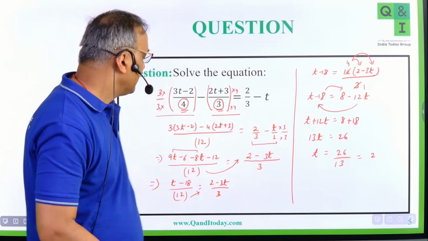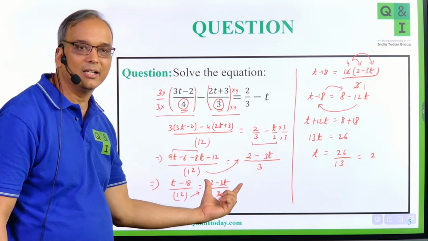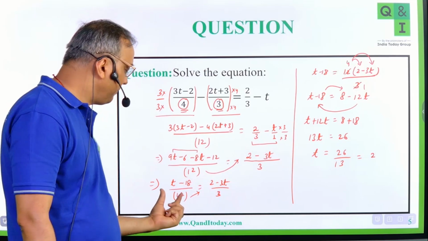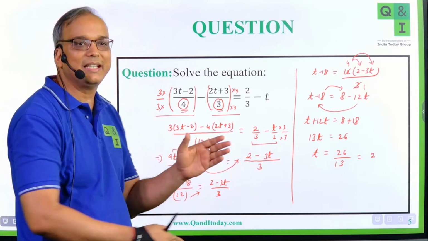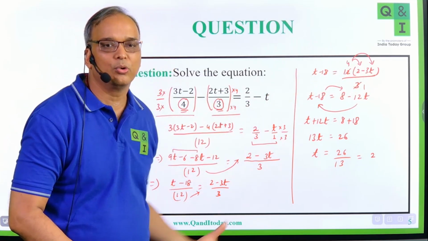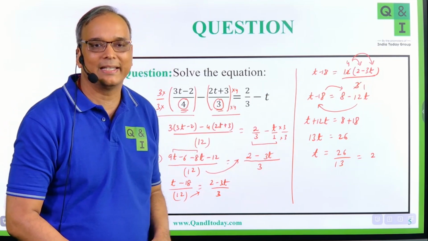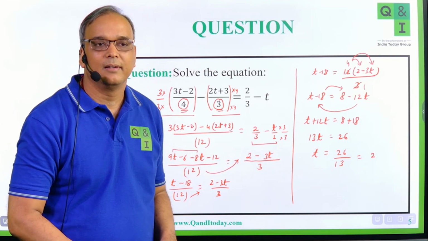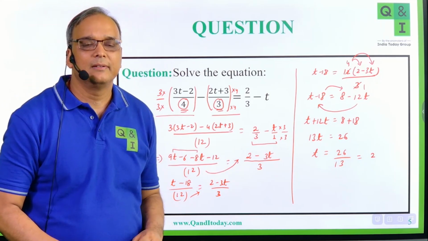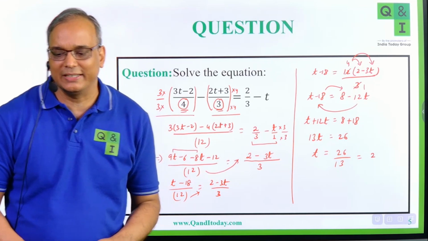In the step t minus 18, see, this whole thing, 2 minus 3t over 3, is a single term, right? So when you take 12 from the denominator to this point, you will multiply 12 with this whole term on the right hand side. That's why we are putting a bracket around 2 minus 3t, so that you can take 12 to the other side, multiply and get the answer. Okay, sir. Is it clear to everyone? Yes, sir. Okay, let's proceed then.